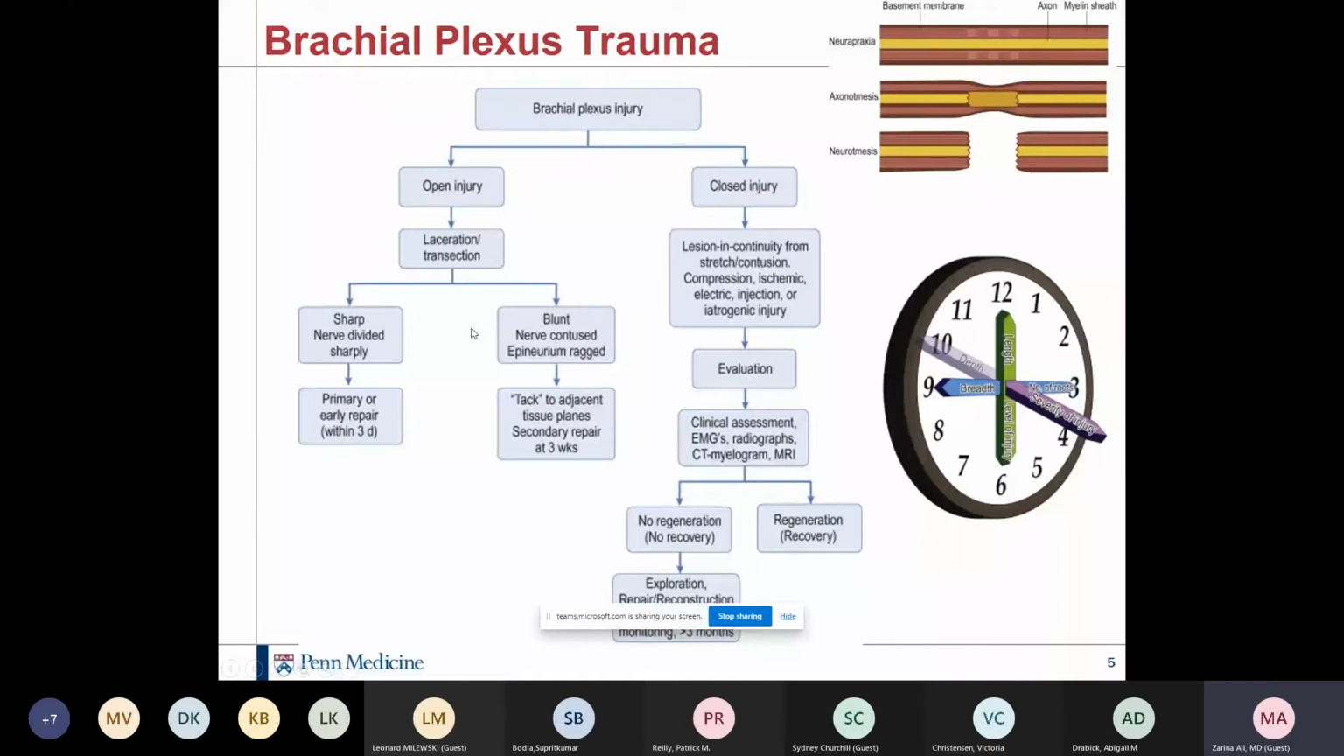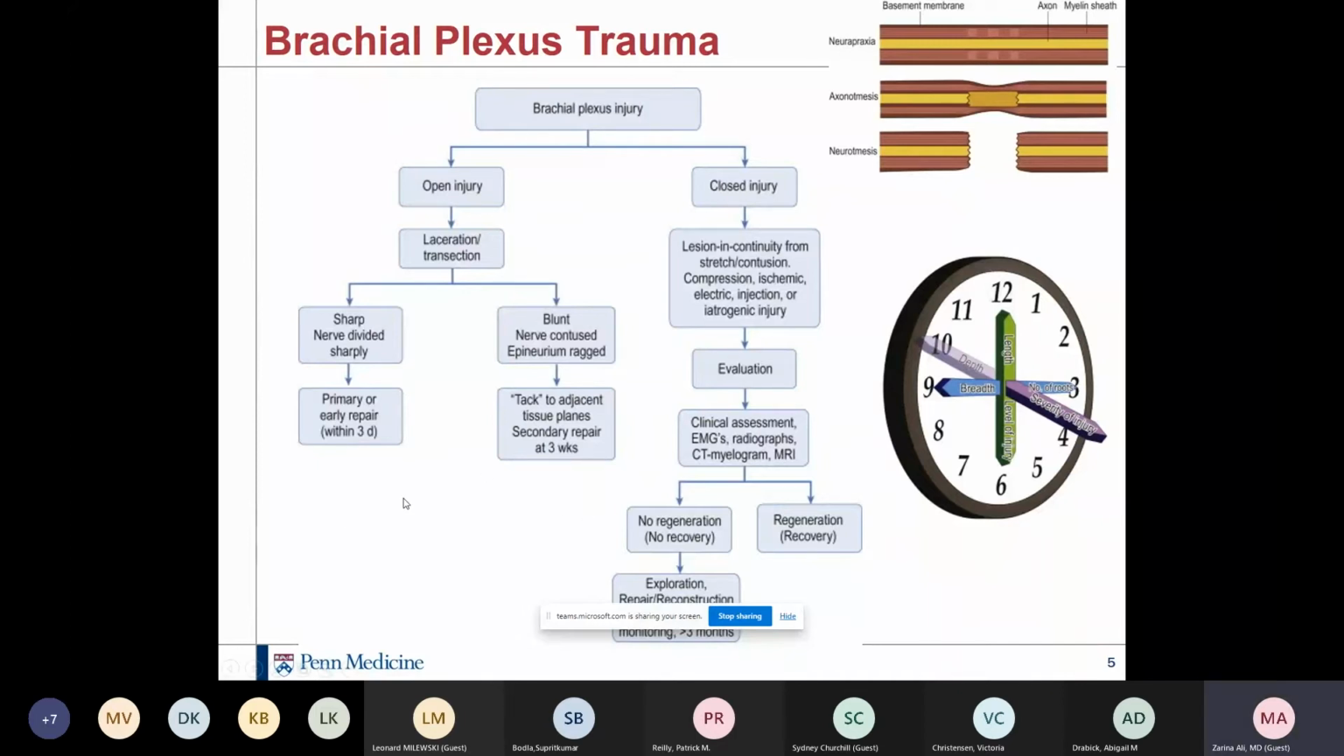In contrast to that, you can get a blunt or ragged laceration of the neural elements. In this case, often patients are taken to the OR for other reasons, and surgeons will often tack the nerves or apply a suture for identification of the nerve to the adjacent plane so that we can then go in there with a secondary repair around 3 weeks after surgery.